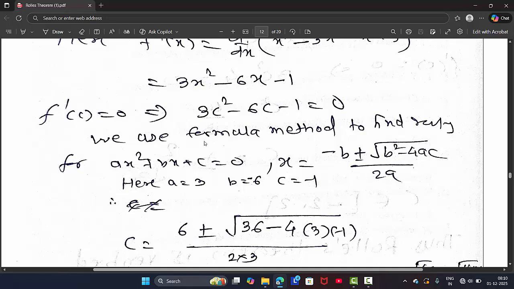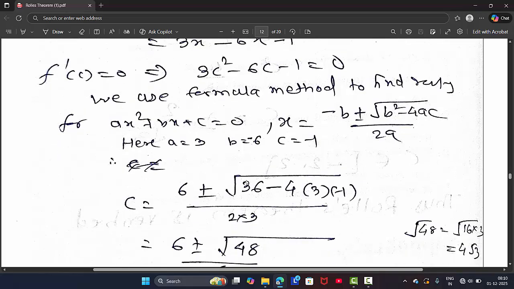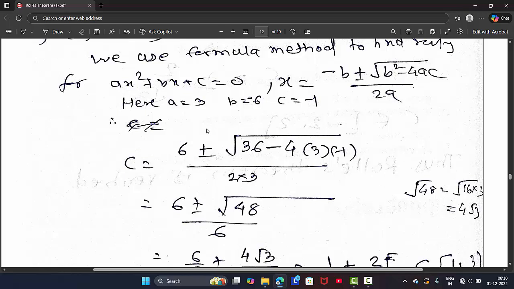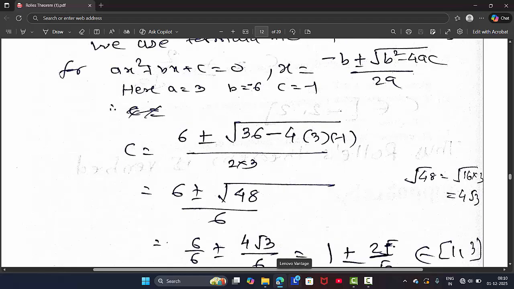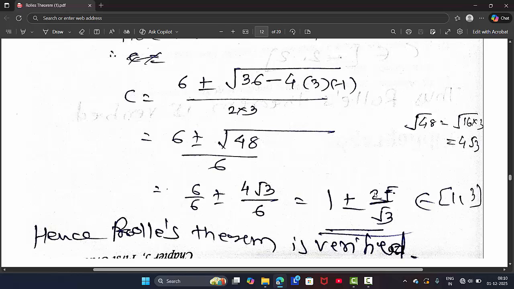Here, if we compare this equation with standard form, we will get a equal to 3, b equal to minus 6, c equal to minus 1. Therefore, c equal to 6 plus minus root of 36 minus 4 into 3 into minus 1 divided by 2 into 3, which is nothing but 1 plus minus 2 by root 3. This value belongs to 1, 3. 1 plus 2 by root 3 belongs to 1 3, and hence Rolle's theorem is verified.